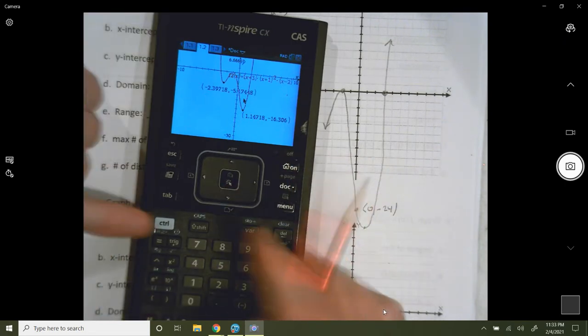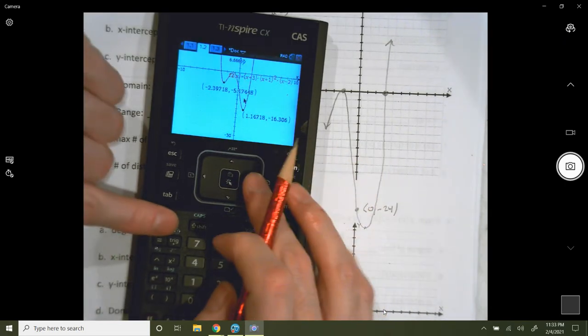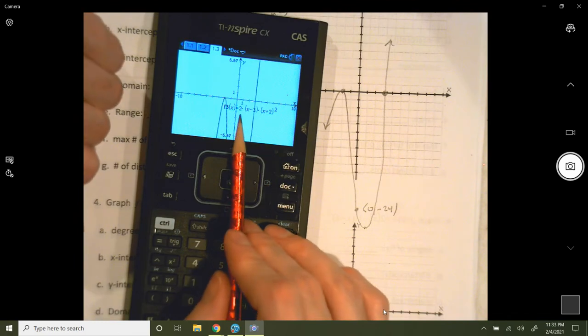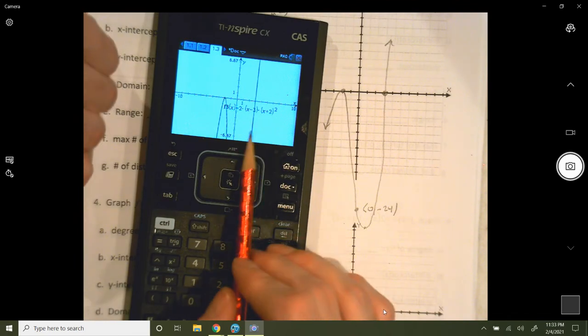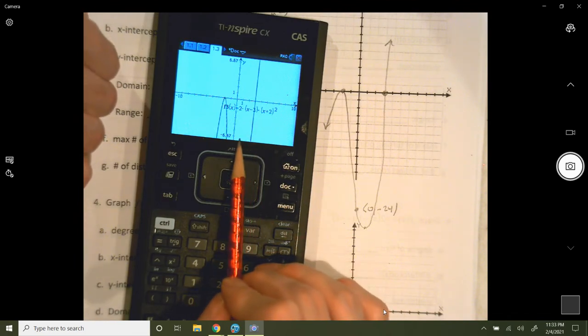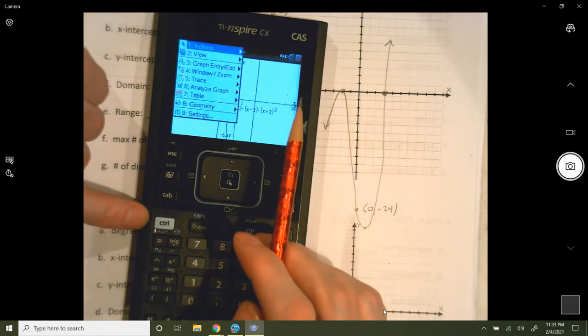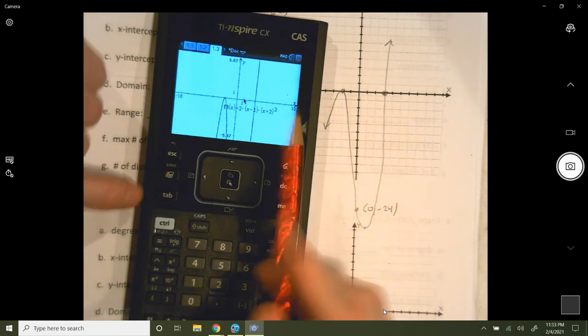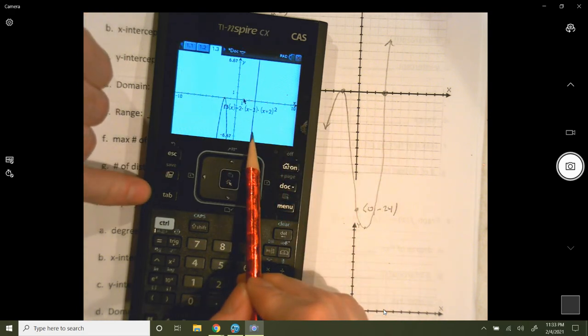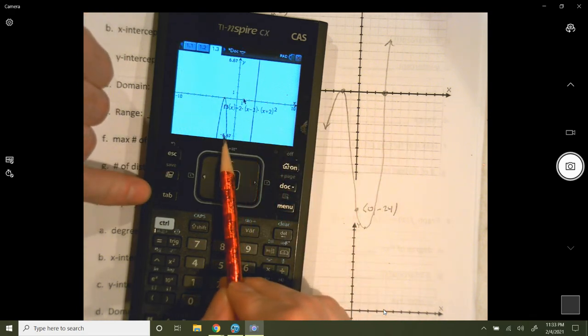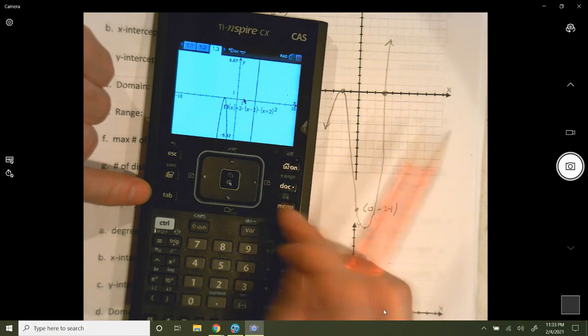Okay, so I'm going to go to the next page where I've already graphed this one. 2 times x minus 3 squared, x plus 2 squared. Okay, so that y value down there is really far down. Let's go to menu. You know what? I'm going to show you something else. If you want to go ahead and find that minimum value right now, I believe that the calculator actually readjusts the window for you. Let's try it.